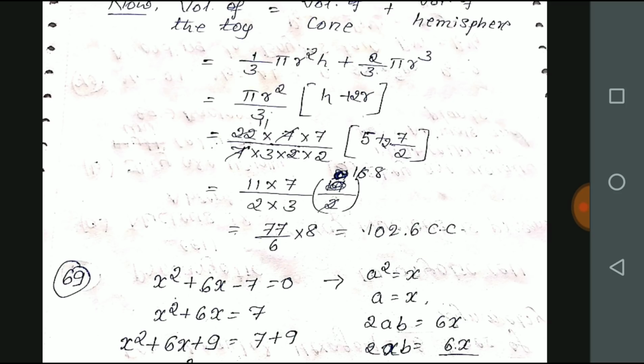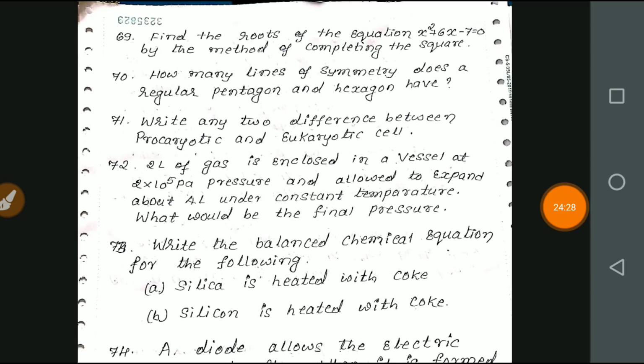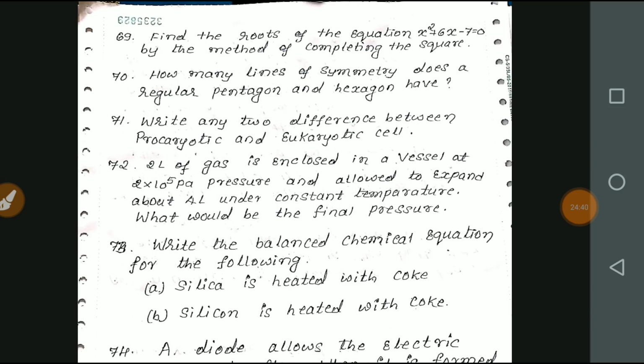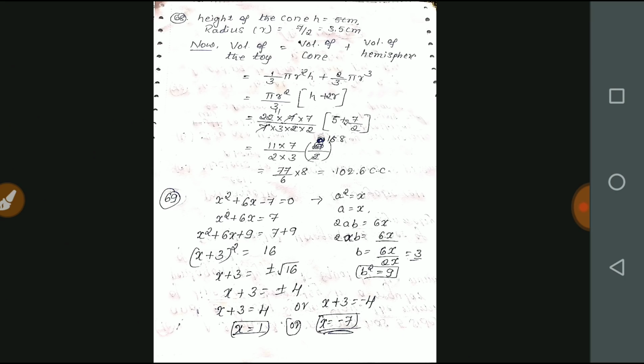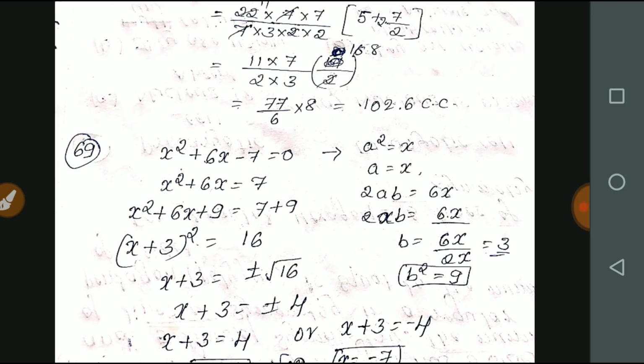Next question. Find the roots of the equation x square plus 6x minus 7 is equal to 0 by the method of completing the square, not by using the formula. So this is the method of completing the square. Now, the given equation is x square plus 6x minus 7 is equal to 0.